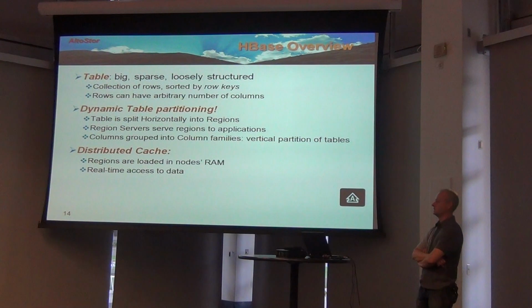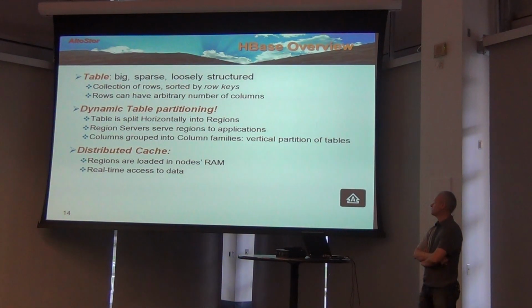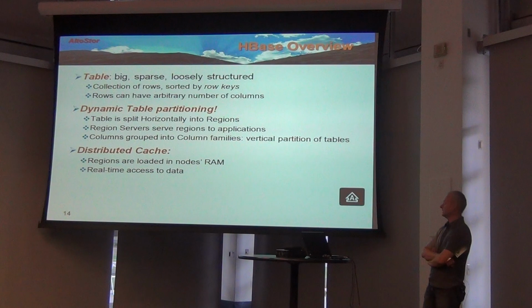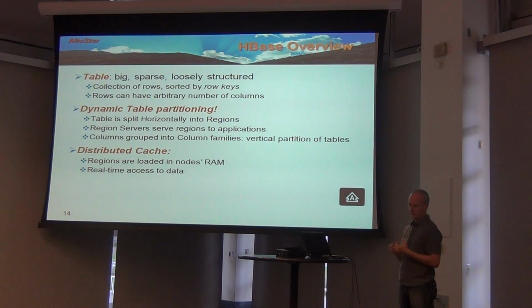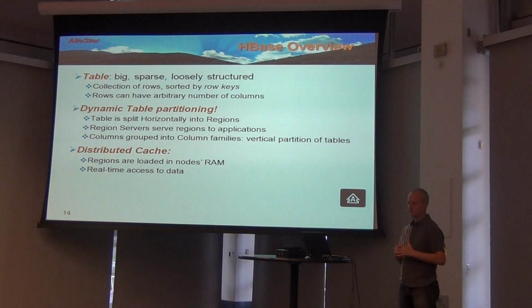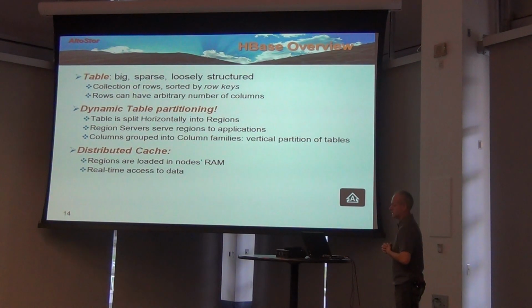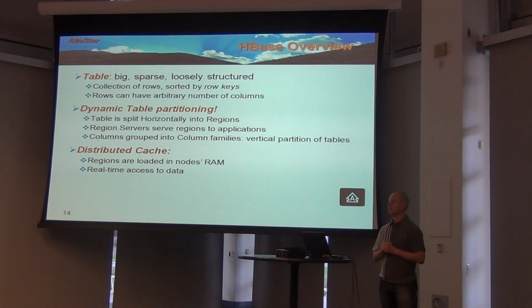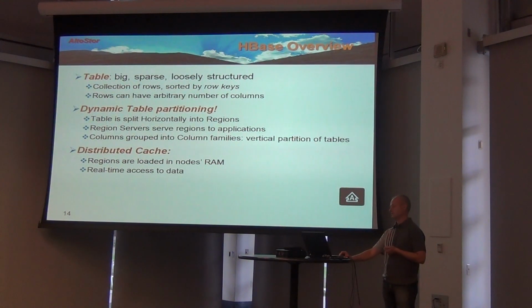Rows can have a particular number of columns. HBase provides dynamic table partitioning. It partitions tables horizontally into regions, and regions are assigned to region servers, loaded into memory and served from the region servers to the high-level application. In that sense, HBase can be considered a distributed cache. And that's why it's a more real-time consistent implementation.